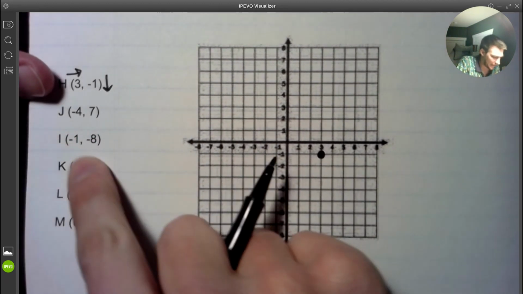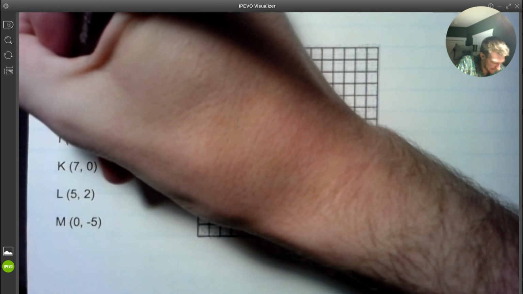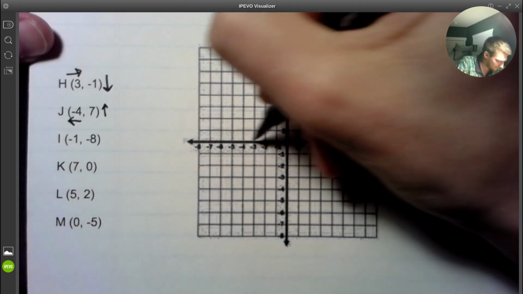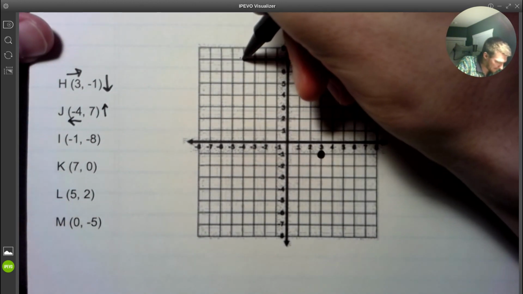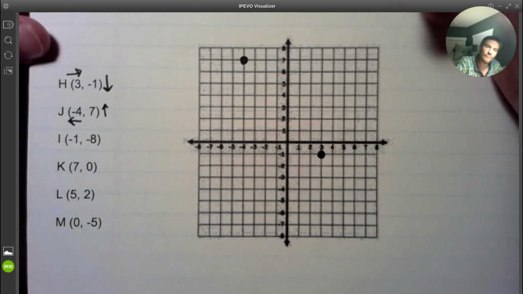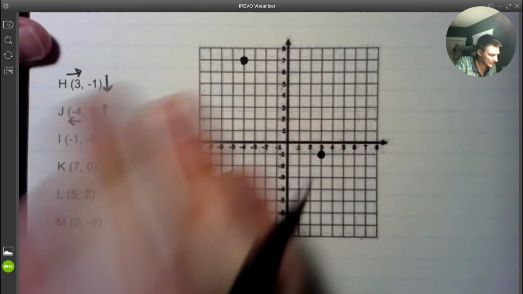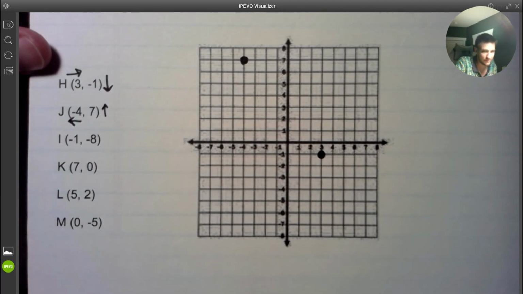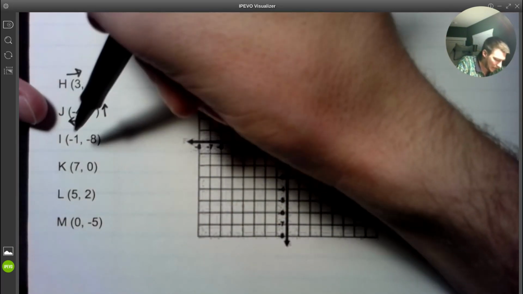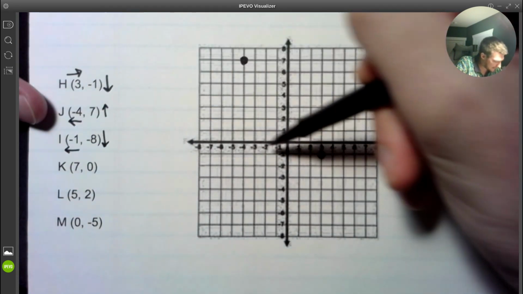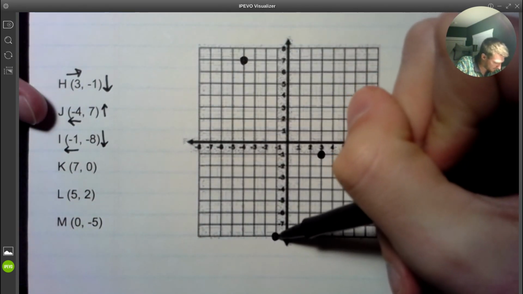J. Negative 4, positive 7, that is a left and up, the complete opposite direction of H. So I need to go left 4, up 7. I'm going to find myself way up here for letter J. Remember, don't copy my dots. Don't be squinting at the screen. Count it. You can count to 7. I know you can. Negative 1, that's left. Negative 8, that's down. Negative 1, negative 8, here we are.